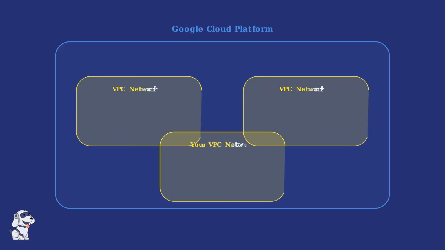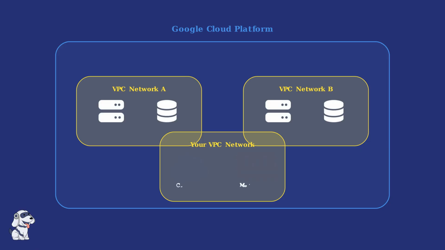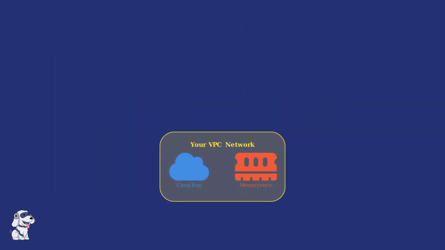A VPC network creates logically isolated private networks within Google Cloud. Each VPC acts like a separate, secure environment where you have complete control over your network configuration. Within each VPC network, you can deploy various Google Cloud services. In our case, we're particularly interested in how Cloud Run and Memory Store work together within the same VPC for secure communication. Now let's focus on the key benefits that VPC networks provide for your cloud infrastructure.